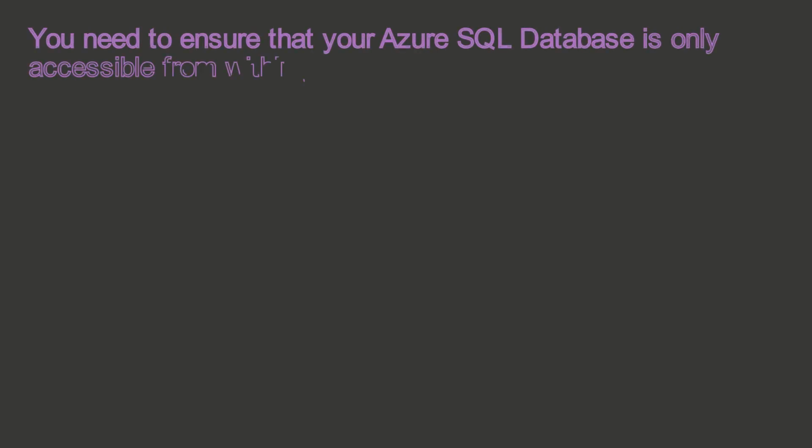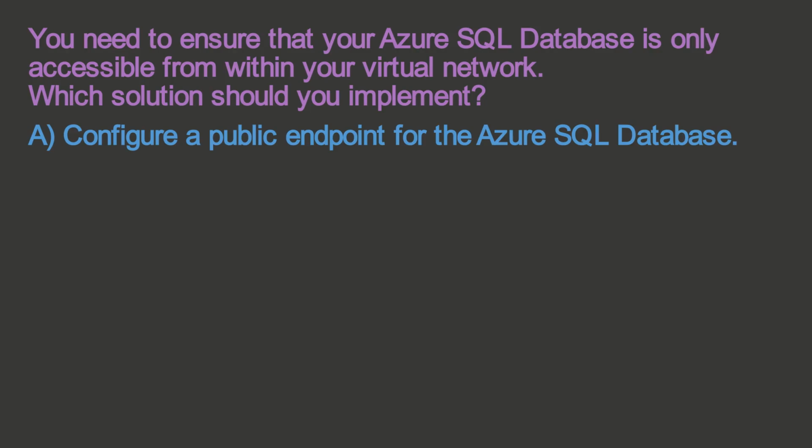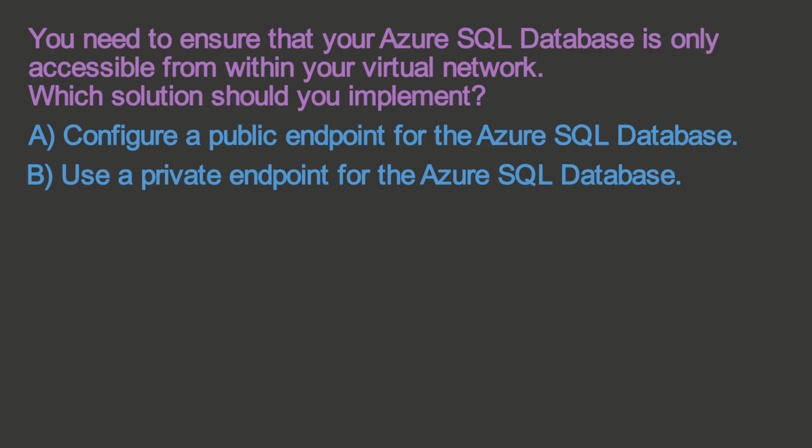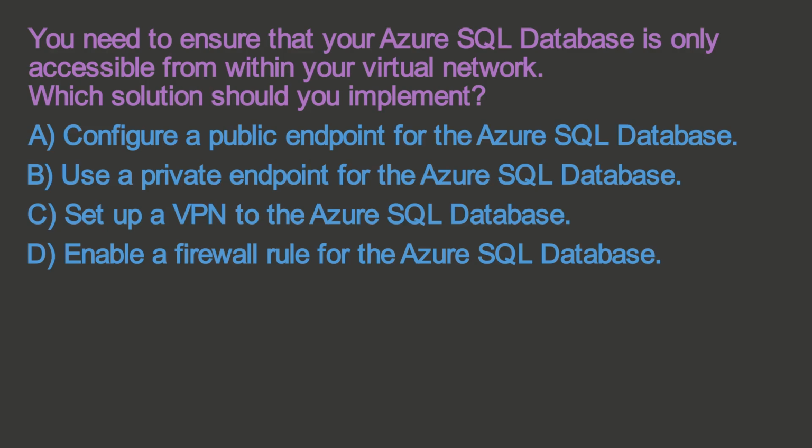You need to ensure that your Azure SQL database is only accessible from within your virtual network. Which solution should you implement? A. Configure a public endpoint for the Azure SQL database. B. Use a private endpoint for the Azure SQL database. C. Set up a VPN to the Azure SQL database. D. Enable a firewall rule for the Azure SQL database.